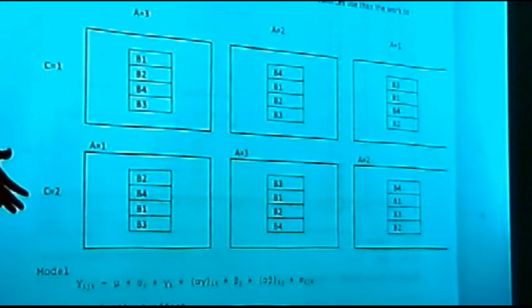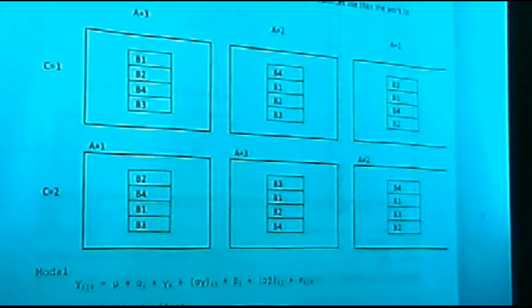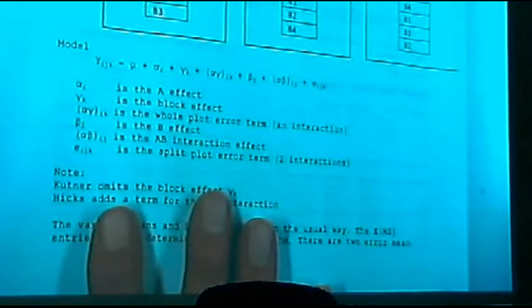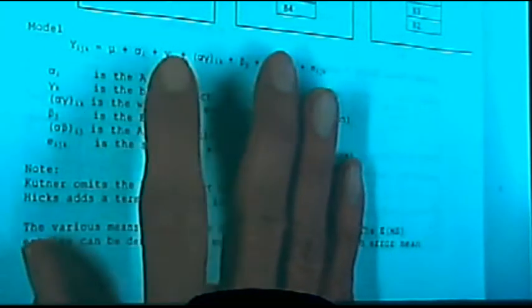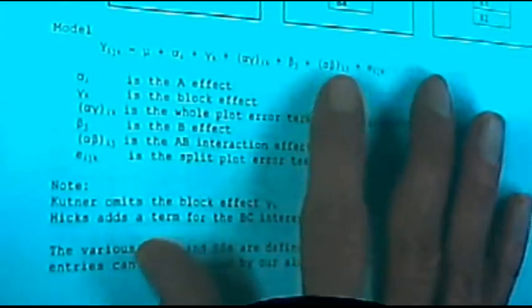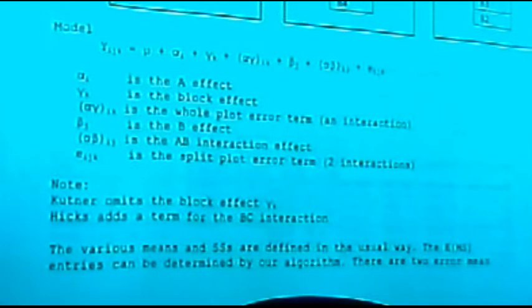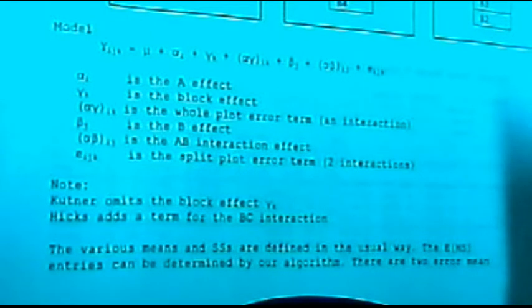So the handout goes on to say, well, how do we model the data? And there's the model equation. That's the standard one for a split plot design. So we have an A effect, a block effect, an interaction between A and block. We have a B effect, an AB interaction, and then the random error term in the model like that. So this is the typical model for the split plot design.